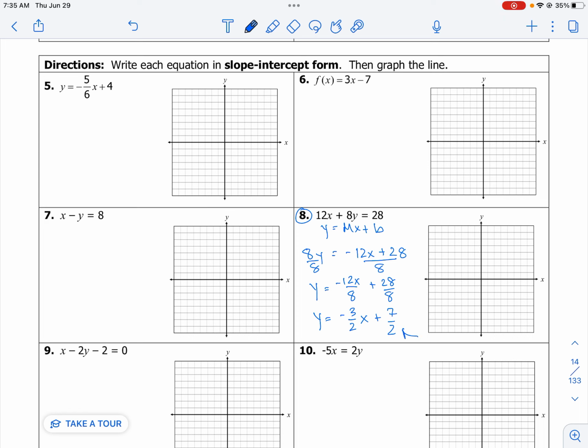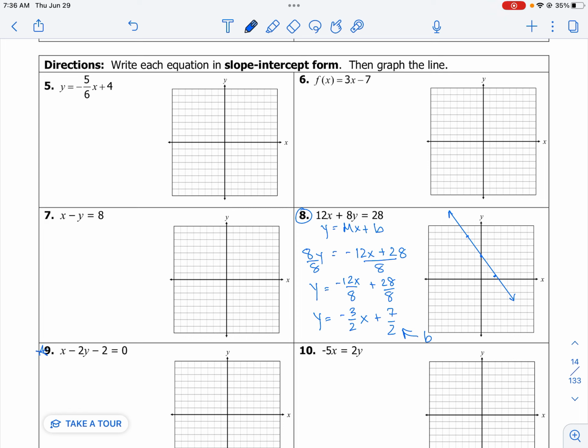So we know that this is our b value, the y-intercept, so it's at 3.5. And then we know that this negative 3 over 2 is our slope. So we're going to go down 3 units and over 2, and up 3 units and over 2. There's our line. There's the graph of that line. So we just reviewed that.